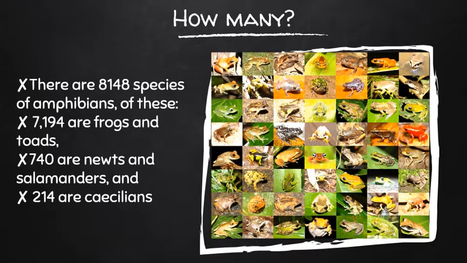Let's have a look at how many amphibians there are. There are 8,148 species of amphibians, and of these, over 7,000 are frogs and toads, 740 are salamanders and newts, and 214 are caecilians. New frog species are discovered every year. On average, 147 new species have been described every year for the past 10 years. 14 of these are actually from South Africa.